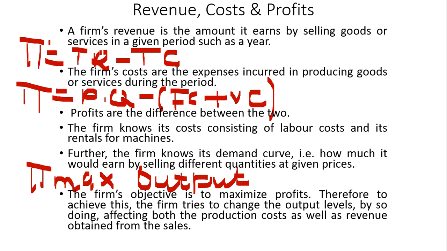Because you know that if you produce less than the optimal, then you're not going to maximize your profit. At the same time, if you produce more than the optimal amount, you are also not going to maximize your profit. Therefore, it's very important for managers to know the profit maximization output.